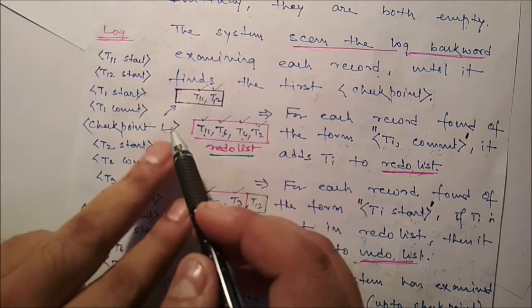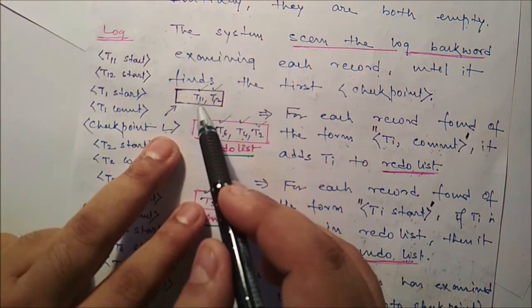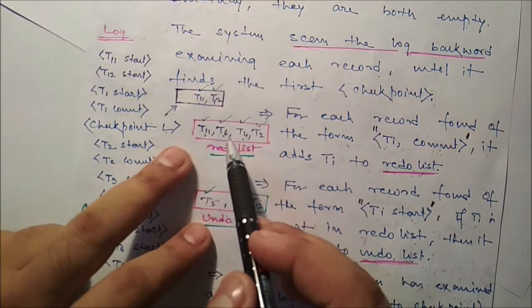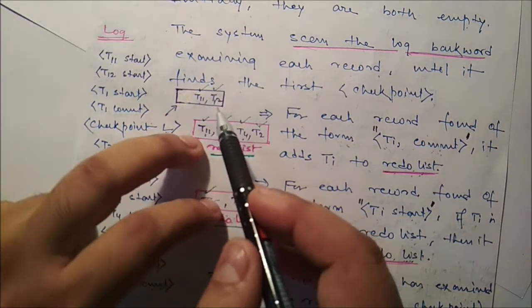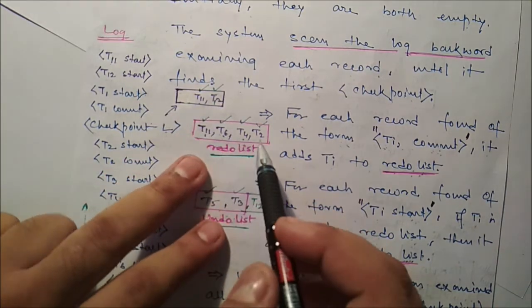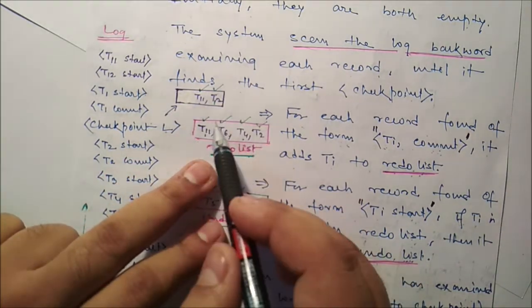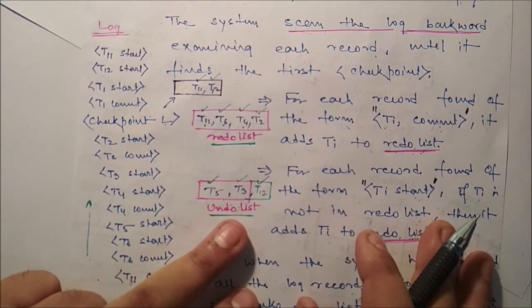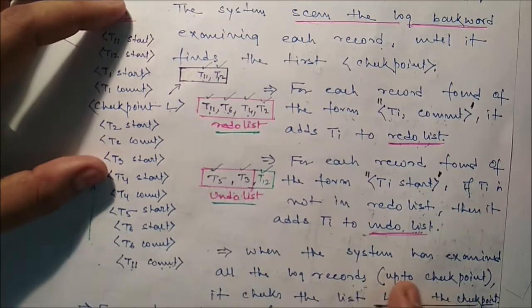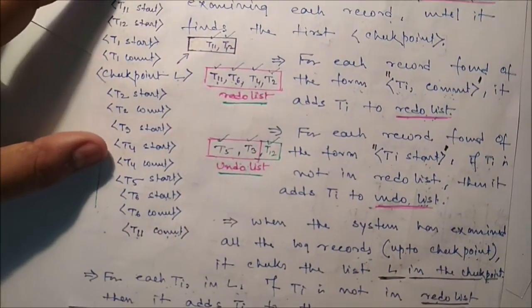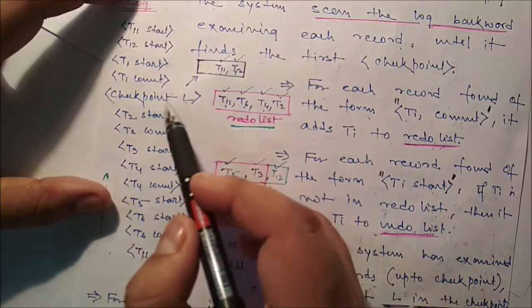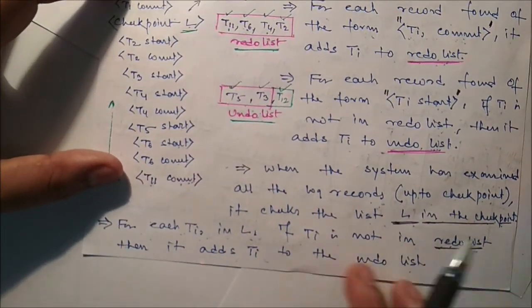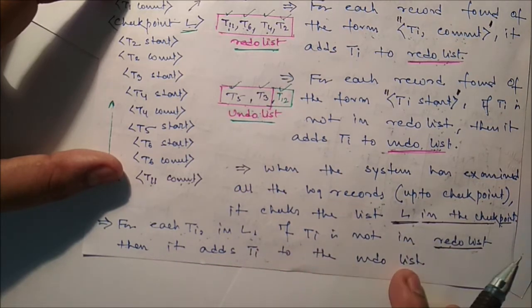Now here T11, we have to check whether T11 should be in the redo list or the undo list. T11 is present in the redo list, so don't do anything further. Now T12 is in active state, and it is not present in the redo list, so we have to add it to the undo list. In this way we can create the redo list and the undo list, and definitely we have to scan the L of the checkpoint also. If Ti is not in the redo list, then it adds Ti to the undo list.